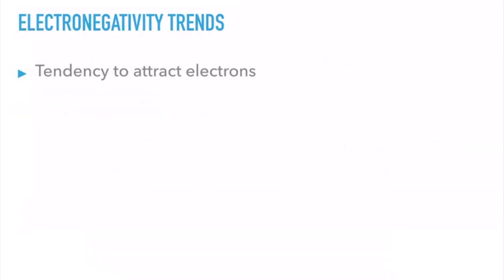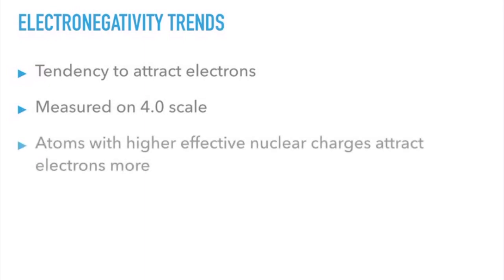Electronegativity is most simply the tendency of an atom to attract electrons. It is measured on a 4.0 scale where 4.0 is the most electronegative, meaning it attracts electrons to fill the valence shell the most. As you move to the right in the periodic table, the electronegativity increases as these atoms are closer to achieving a full valence shell by receiving electrons rather than giving them away.